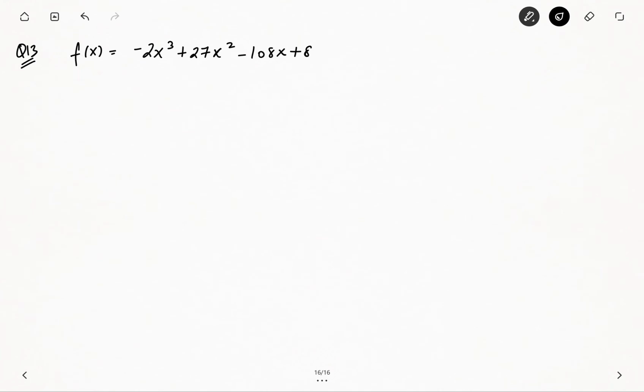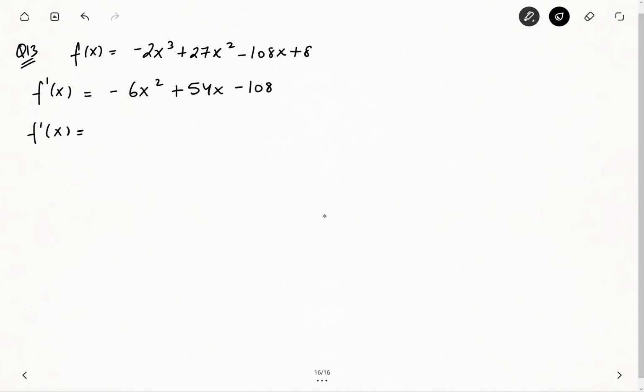analysis. So we'll figure out the critical points first. So we have to figure out the derivative. The derivative of the function is -6x squared plus 27 times 2, which gives you 54x, minus 108. You have to make sure that we have it in this form, where the derivative must be equal to 0. So we're going to equate it to 0. F prime of x equals 0.